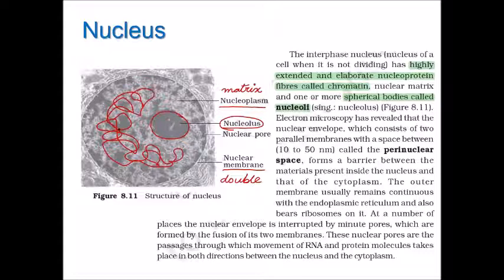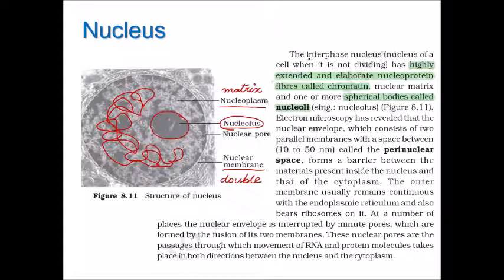And also there are nuclear pores. Nuclear pores are small gaps in the nuclear membrane, which allow entry and exit of molecules. So let's read what is given in your textbook. The interphase nucleus has highly extended and elaborate nucleoprotein fibers called chromatin.